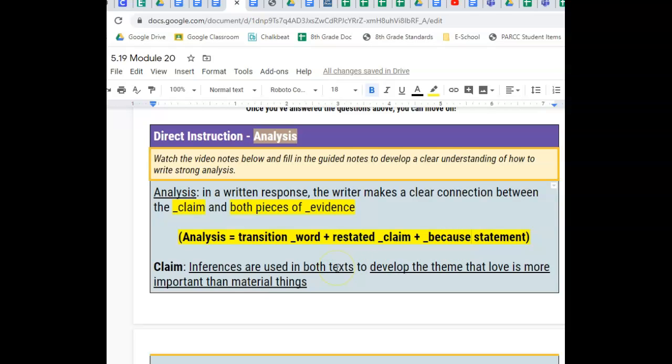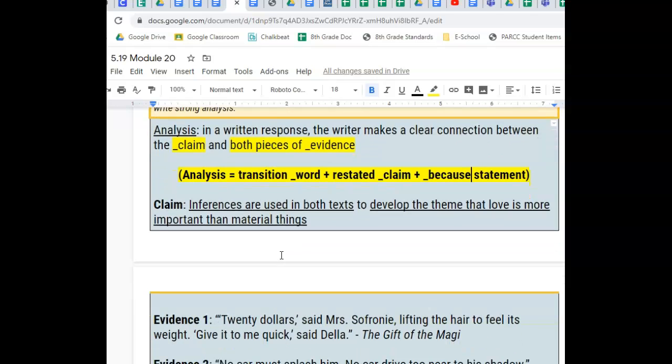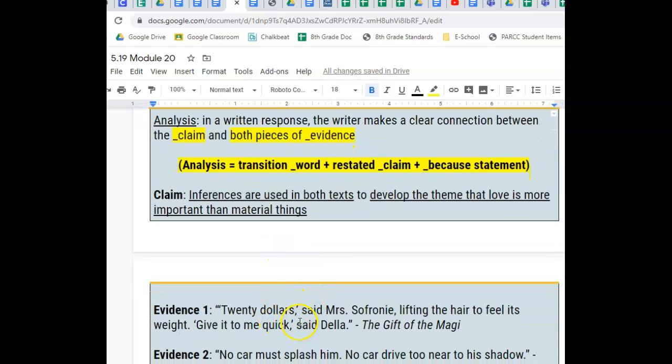All right? So if we're looking at an example, again, this is going to be different than your written response today. But the claim is inferences are used in both texts to develop the theme that love is more important than material things. So if that is our claim, right, our first piece of evidence comes from The Gift of the Magi. Right, "$20," said Madame Sofronie, lifting her hair to feel its weight. "Give it to me quick," said Della. Right, so here is the evidence from The Gift of the Magi that supports the use of an inference, specifically around the fact that love is more important than material things.